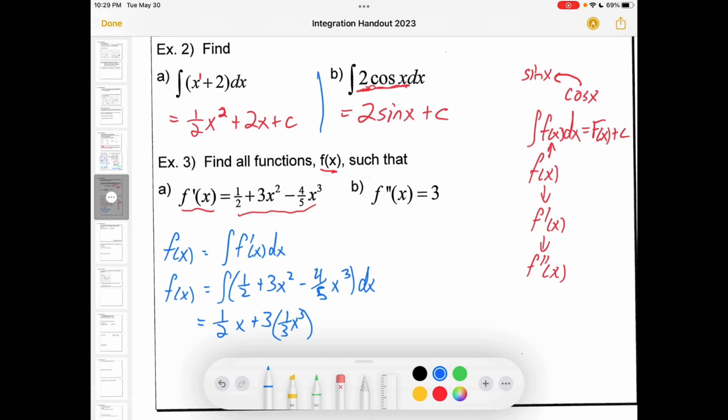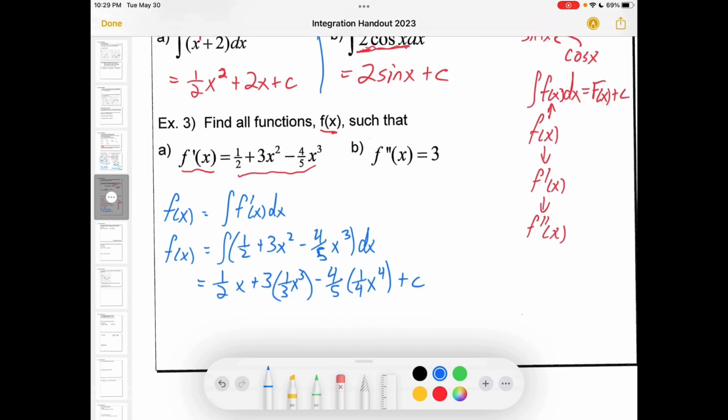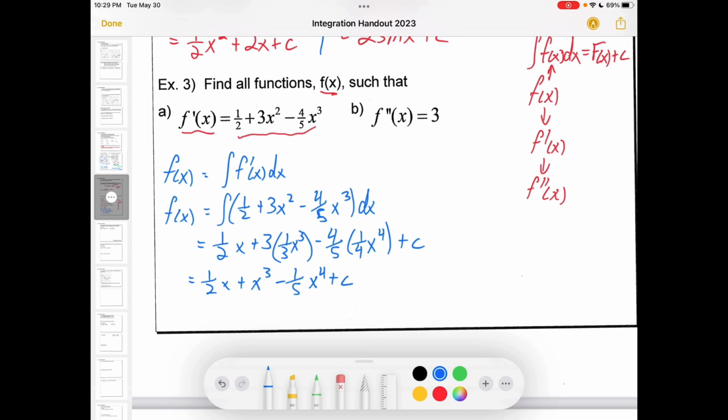I think the last one is a little sneakier, so I am going to use my rules. The 4/5 will stay. Power on x goes up by 1, and the flip of that new power goes in front. And then don't forget that constant of integration, plus c. Okay. I can just clean this up. 1/2 x plus x cubed minus 1/5 x to the 4 plus c. Okay. That should be all the kind of functions f that differentiate to that derivative we're given.